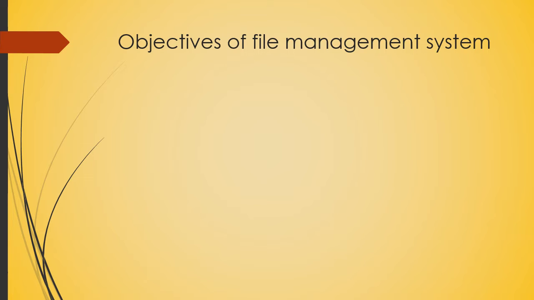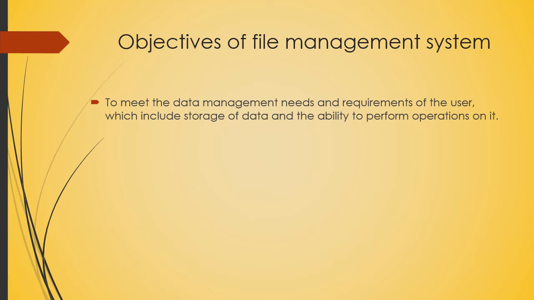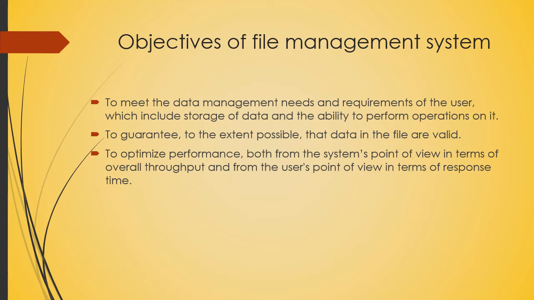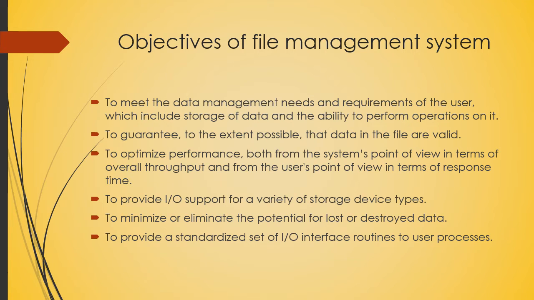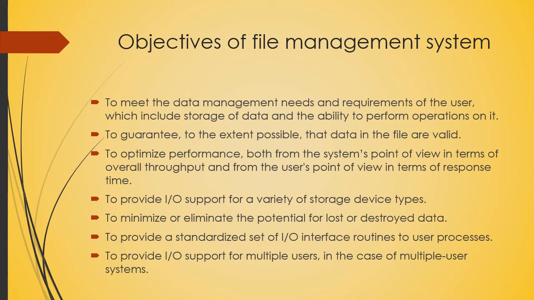These are the objectives of a file management system: to meet the data management needs and requirements of the user, which include storage of data and the ability to perform operations on it; to guarantee, to the extent possible, that data in the file are valid; to optimize performance, both from the system's point of view in terms of overall throughput and from the user's point of view in terms of response time; to provide I/O support for a variety of storage device types; to minimize or eliminate the potential for lost or destroyed data; to provide a standardized set of I/O interface routines to user processes; and to provide I/O support for multiple users in the case of multiple user systems.